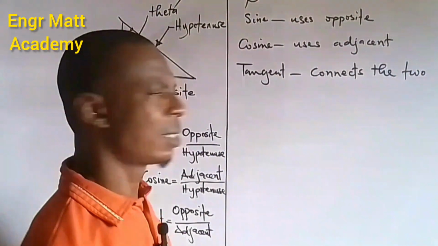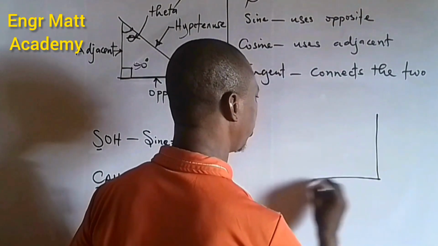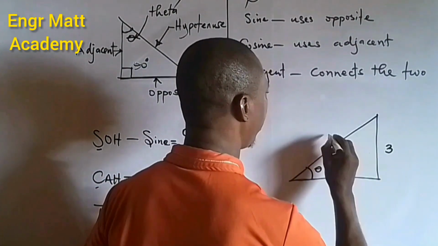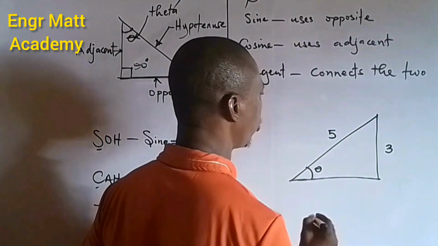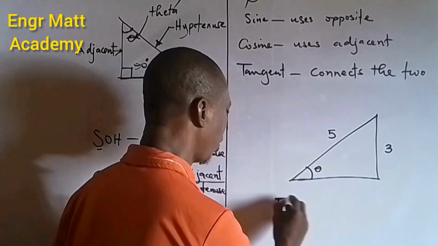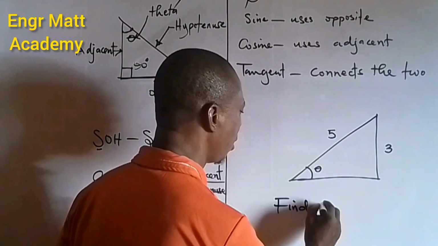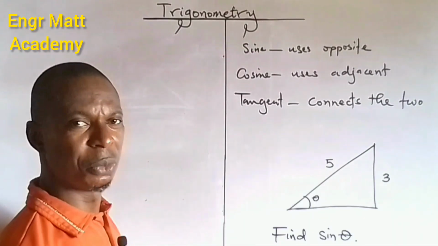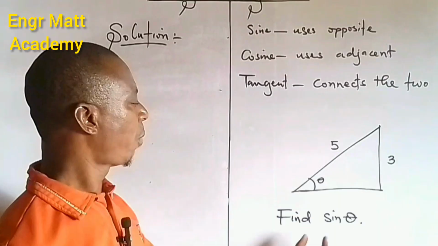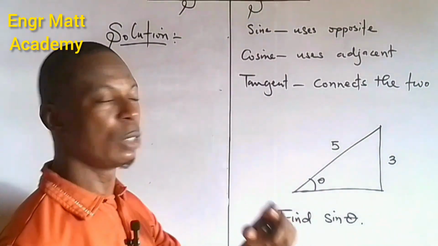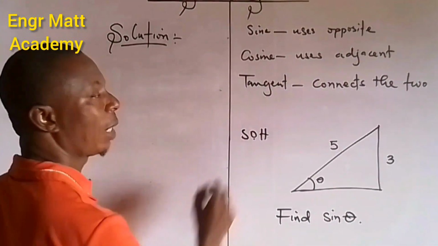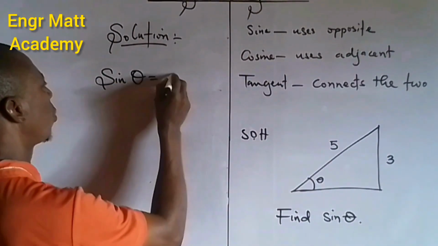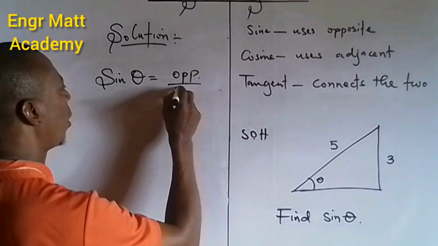So let's consider this example. A right angled triangle. We have theta here, we have 3 here, and we have this to be 5. And the problem says find sine theta. Let's see the solution. Since we are asked to find sine theta, we are dealing with opposite over hypotenuse. So we say sine theta is equal to opposite over hypotenuse.